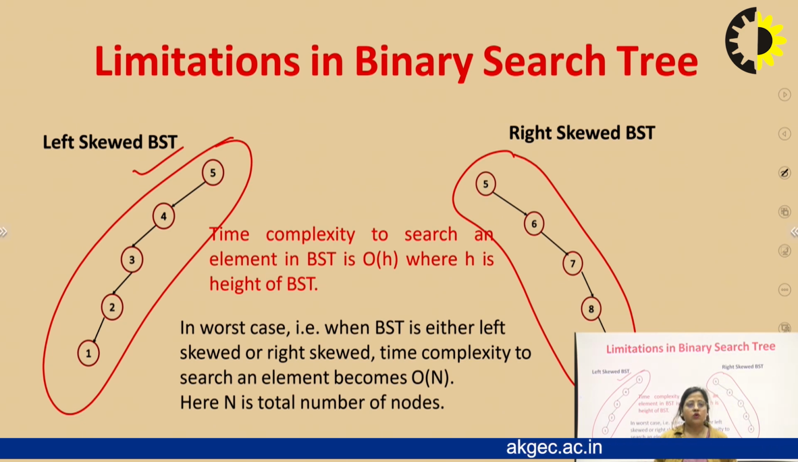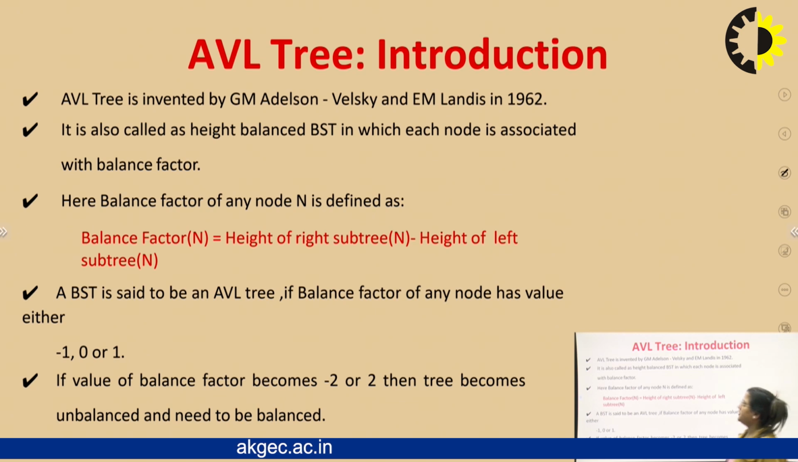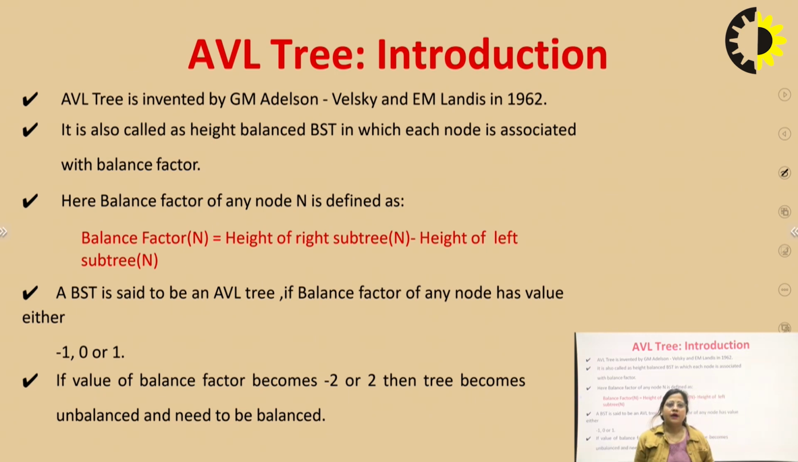The AVL tree is also called a height balanced tree. It was invented by three scientists: G.M. Adelson-Velsky and E.M. Landis in 1962. That's why the tree is named using the first letters of the scientists' names, AVL. It is called a height balanced BST because it is used for balancing height.